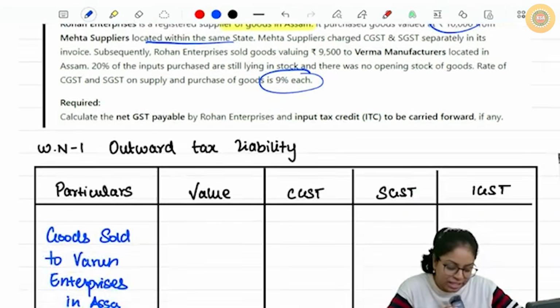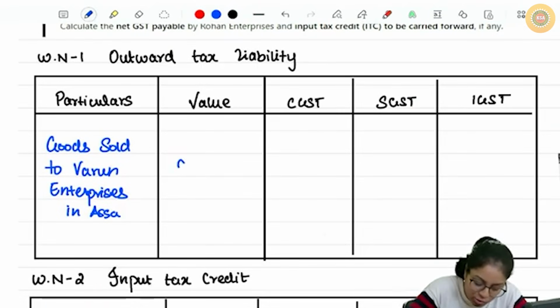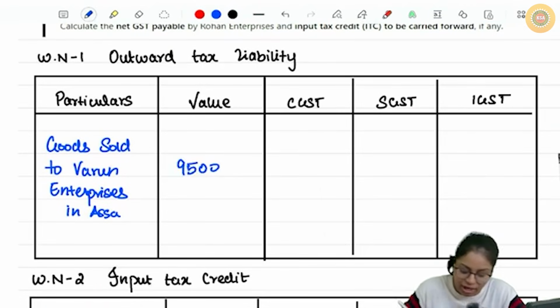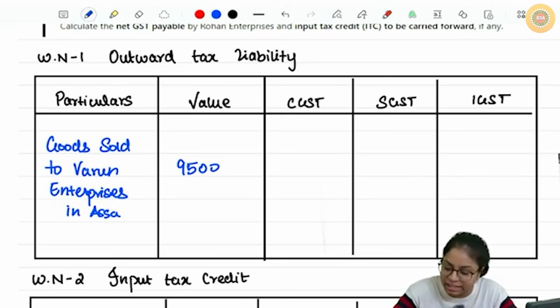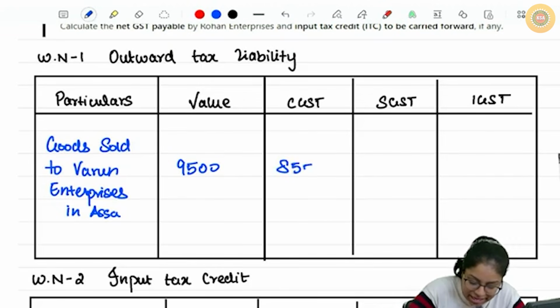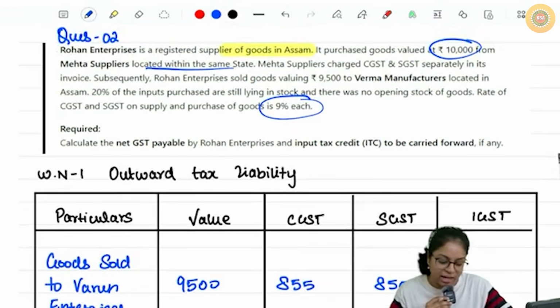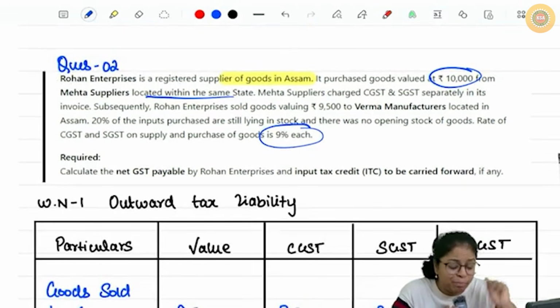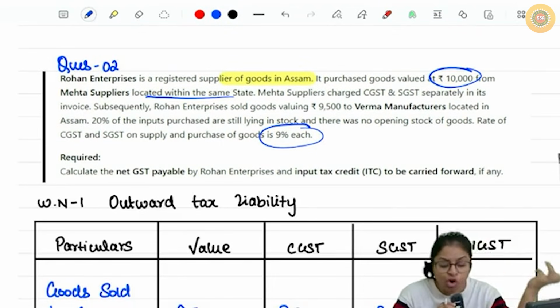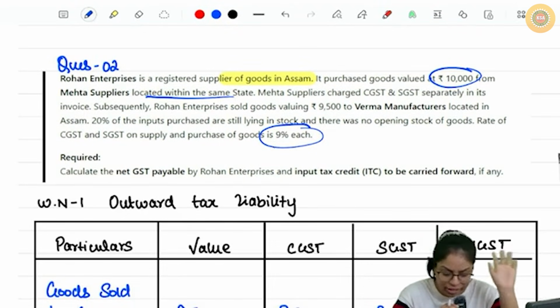Subsequently, Rohan Enterprises sold these goods valuing 9,500 to Verma manufacturers located in Assam. So Rohan has sold it to Verma, 9,500, and the rate of tax is again 9% CGST and SGST, because it is sold within the same state. The next line is that 20% of inputs purchased are still lying in the stock and there is no opening stock of goods.